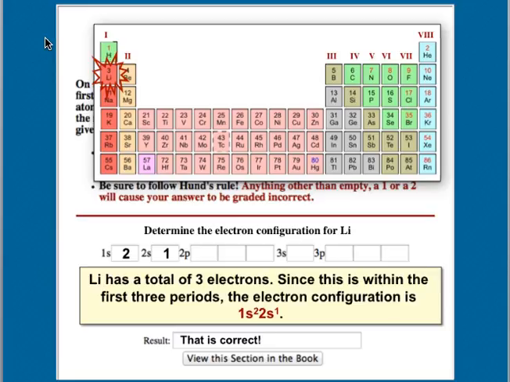Just remember, this is the S block. This is the p block. 2 electrons in each orbital.